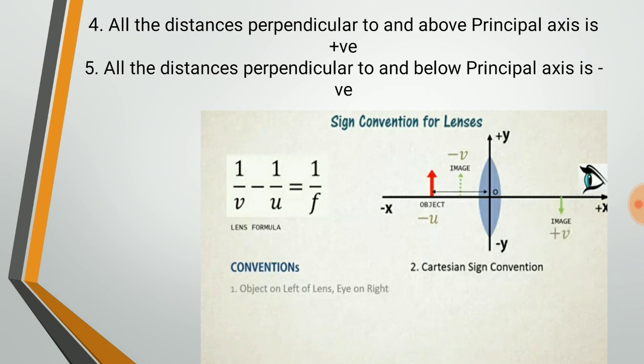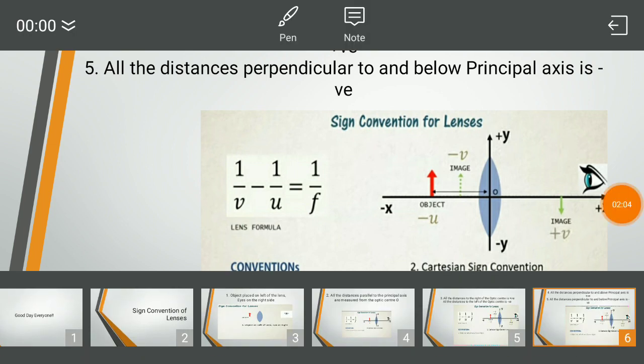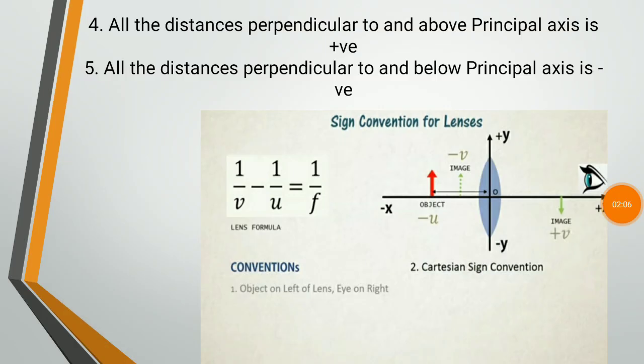Then the fourth sign convention is all the distances perpendicular to and above the principal axis. If you are measuring above the principal axis, it is termed as positive, that is towards your y-axis, and below the principal axis, it is negative. So these are the 5 sign conventions.